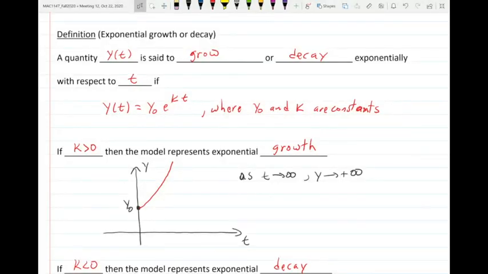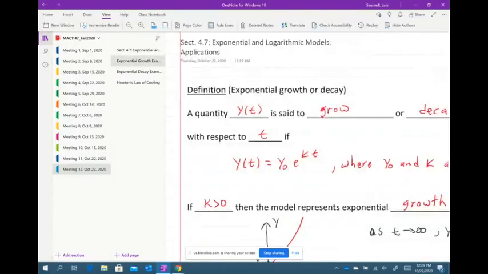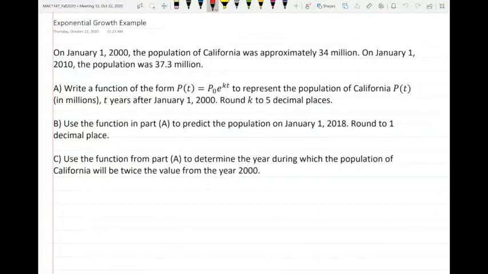Okay, question. Now we're going to do examples. Let's take a look at this example of growth, and then we talk about decay a little bit more. Okay, so on January 1st, 2000, the population of California was approximately 34 million. So this is an example of population growth. On January 1st, 2010, the population was 37.3 million.